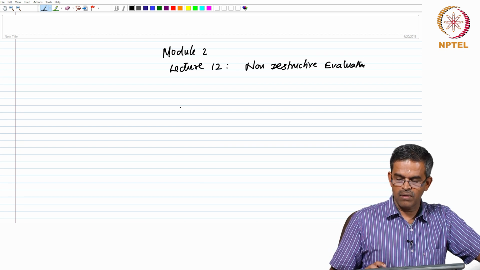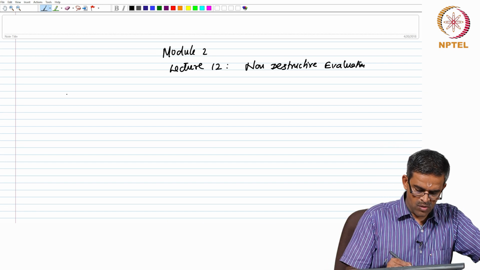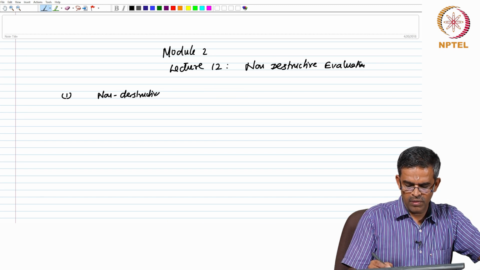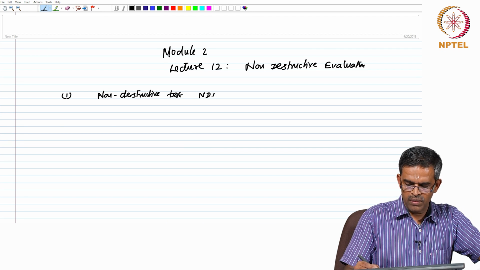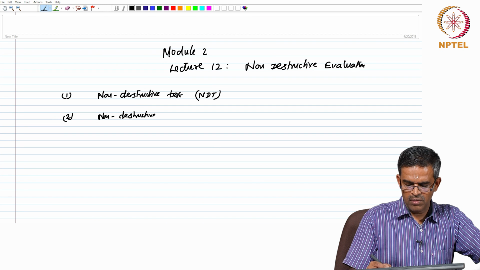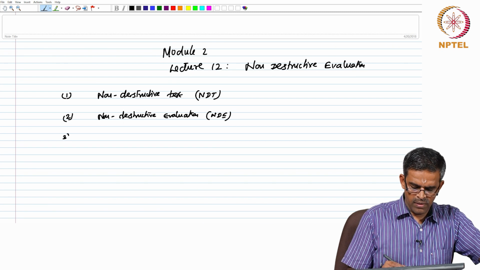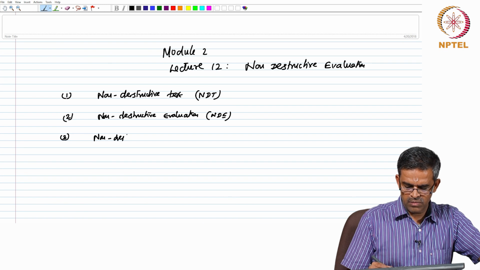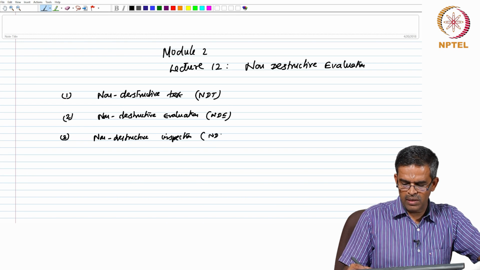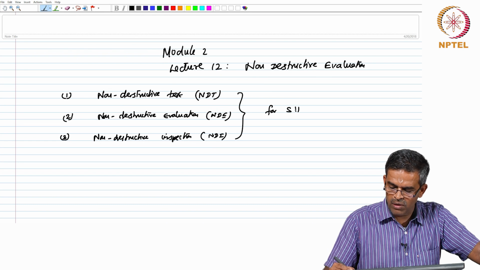There are three major areas which can do non-destructive evaluation as far as structural health monitoring is concerned. One is non-destructive testing, briefly known as NDT. Other is non-destructive evaluation, briefly known as NDE. Third is non-destructive inspection, known as NDI. All these are very vital for structural health monitoring scheme.